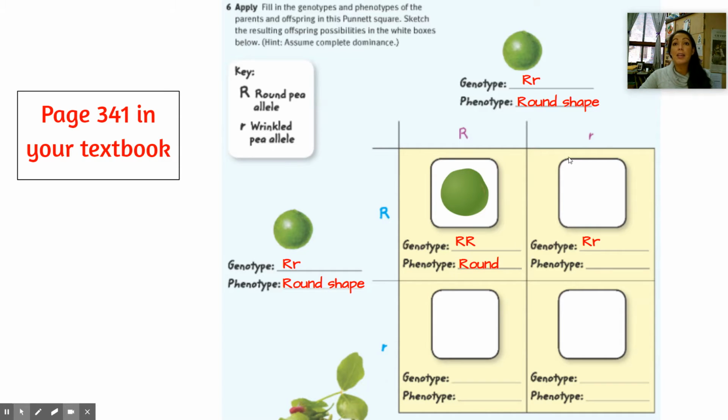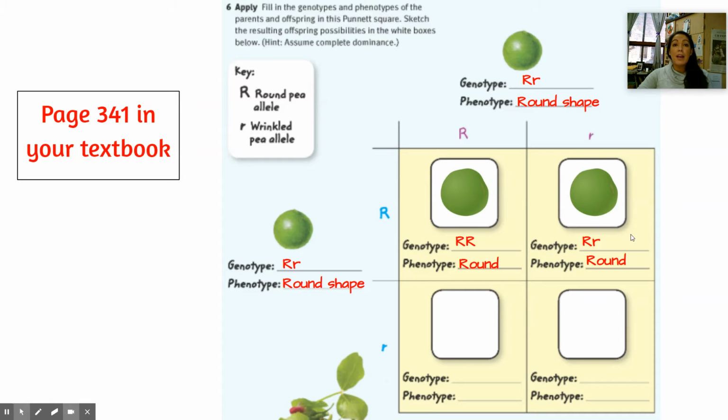Top right box, I'm going to take the capital R from the left-hand side and the lowercase r from the top. So my offspring here is going to have a capital and lowercase. It's heterozygous. It is still going to be round, right? Because we know even if it has one dominant trait, that's what's going to show in the phenotype. So again, I've got a round pea. So now I have a 50% chance instead of just 25, a 50% chance of having a round pea offspring.